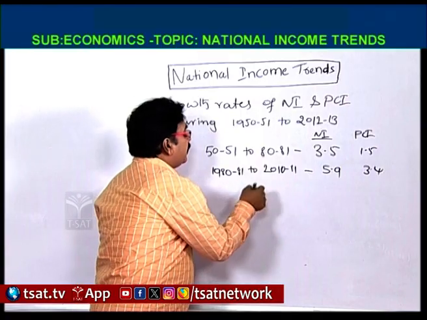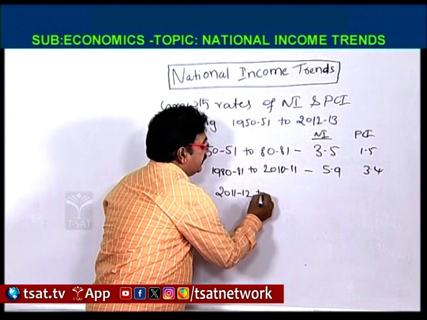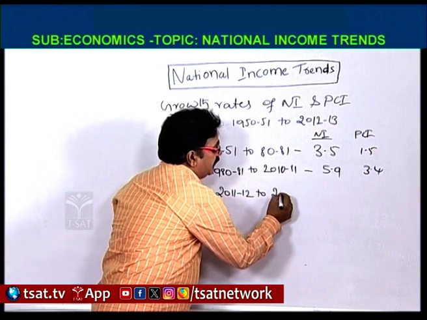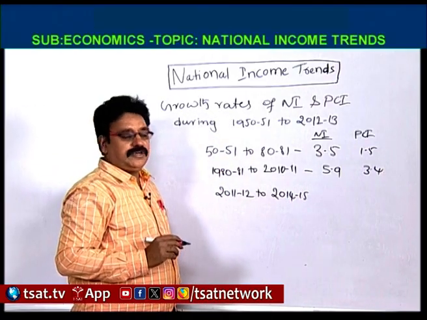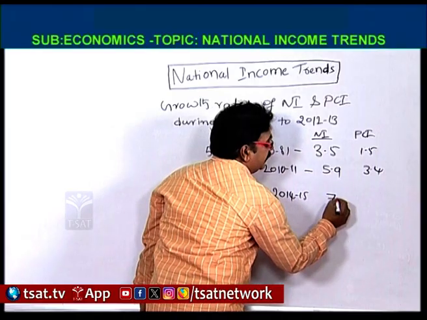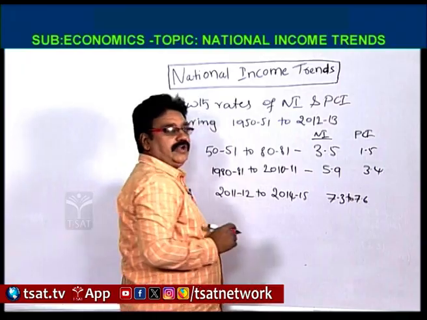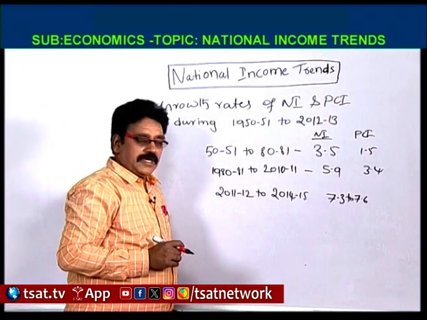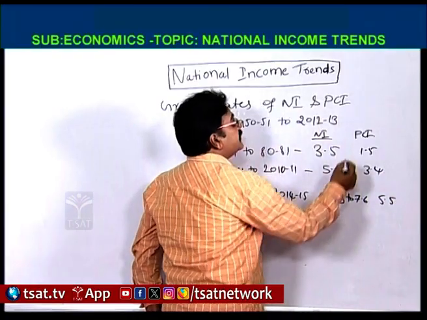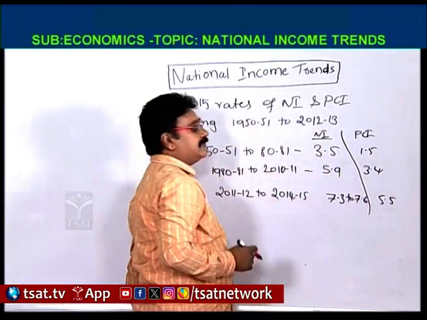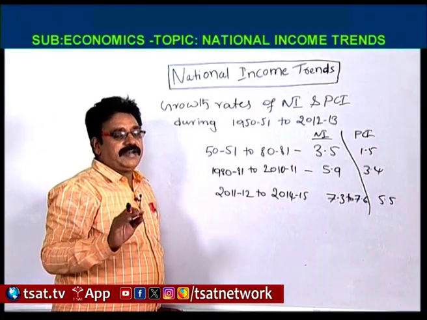And remaining, from 2011-12 to present, that means 2014-15. In these years, if we observe, almost 7.3 to 7.6 in between, every year we are registering growth rates like this. And per capita income is also increasing at 5.5. These are the trends we can observe in percentage-wise growth rates of national income and per capita income.